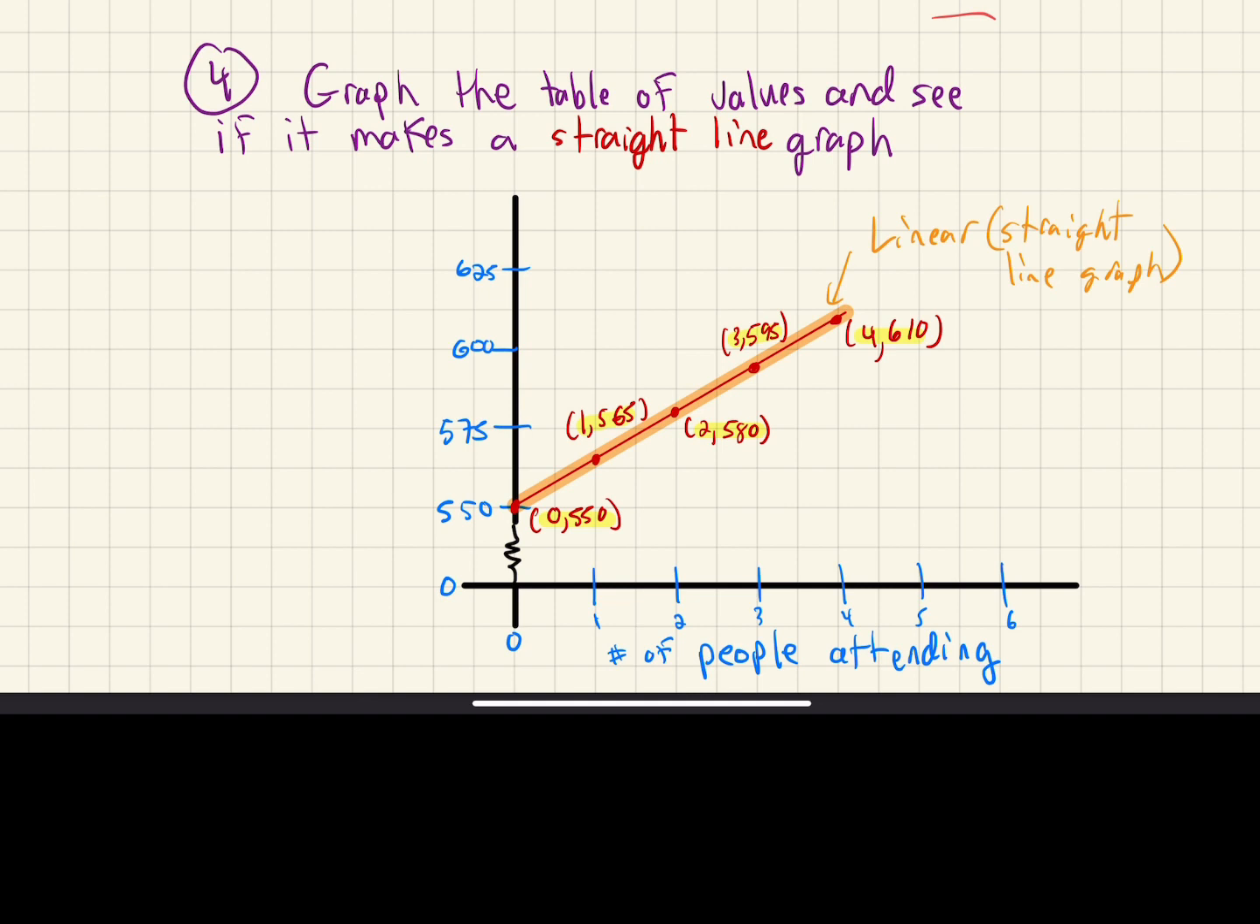And so the number of people attending are going to be the independent variable because they're not dependent on the cost. But the cost, which is over here on the y-axis, is actually dependent on the number of people. So that is the dependent variable. But once we plot these points and then we see the straight line, it indeed shows us that this is a linear function or a linear relation.